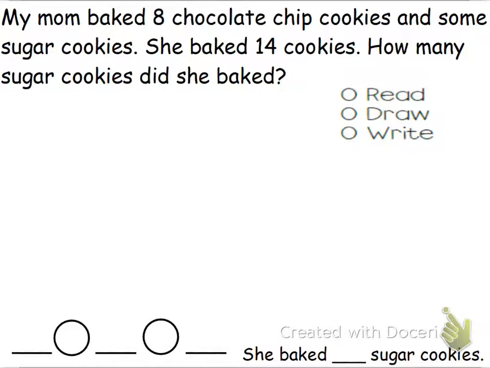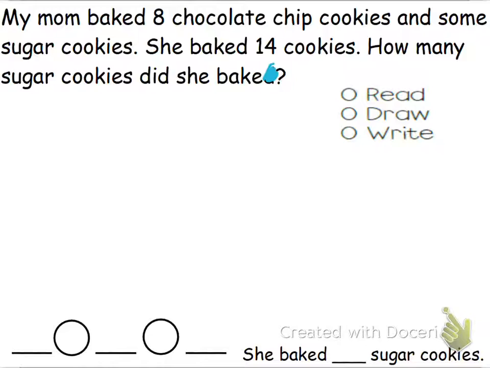Now let's go to our last one. After I finish reading, you can do this on your own. Remember, since we do not have a formative for whenever we're doing our word problems, it might be a good idea for you to try to do this one on your own. So, let's look at this. My mom baked 8 chocolate chip cookies and some sugar cookies. She baked 14 cookies. How many sugar cookies did she bake?